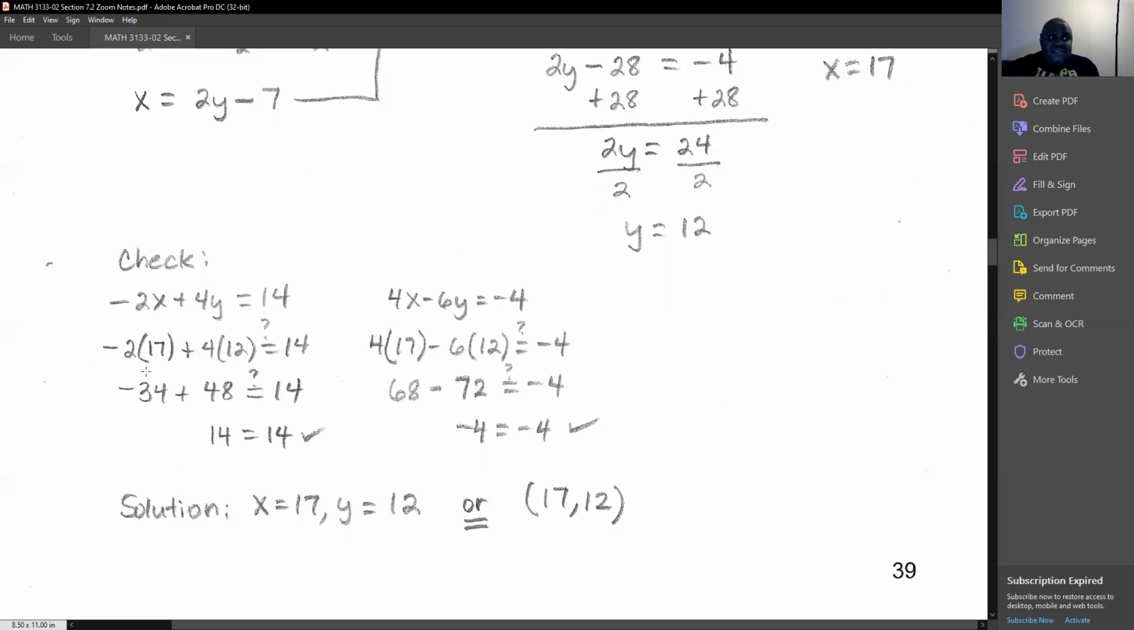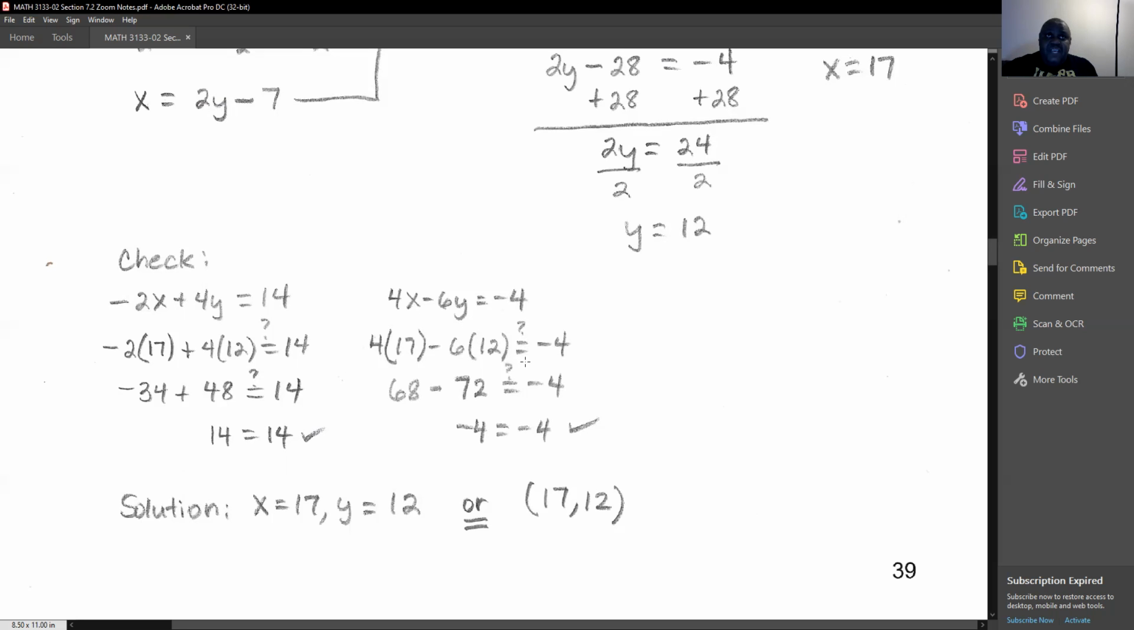Well, negative 2 times 17 will be negative 34. And then 4 times 12 will be 48. So if I add 48 to the negative 34, I would get 14. So the left side does equal the right side for that first equation. But what about the second equation? 4x minus 6y is equal to negative 4. So here, substitute x with 17. I got 4 times 17 minus 6 times, replace the y with 12.